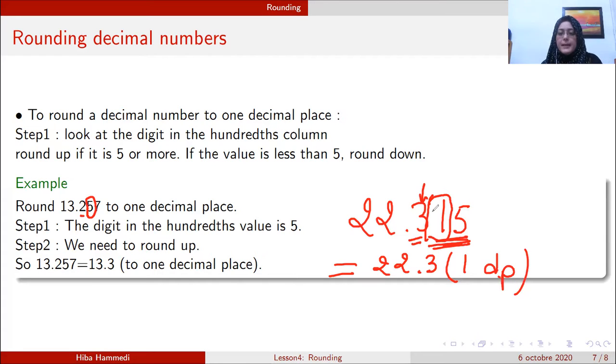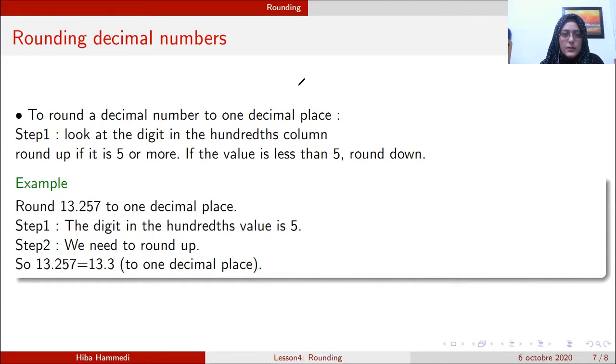So always compare. If I'm rounding to one decimal place, look at the digit that is immediately to the right of this decimal place and compare it to 5. If it is less than 5, ignore everything after this first decimal place and just write the number. If it is 5 or more, add 1 to this first decimal place and ignore everything after adding 1. Right, so this is the general rule.